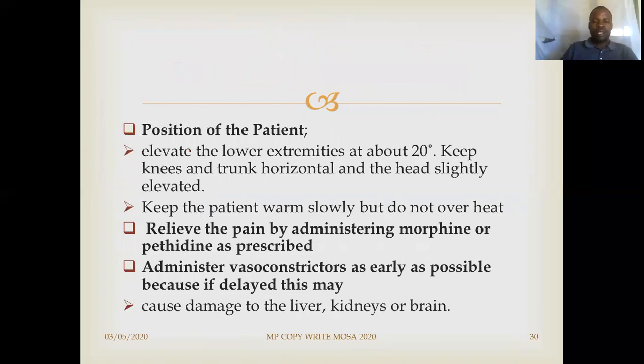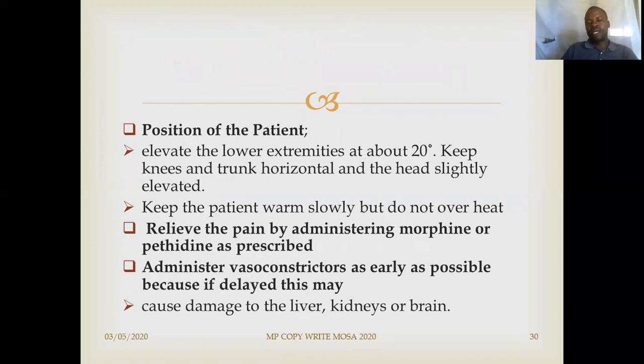Another intervention that we can do in the management of shock is positioning of the patient. Elevate the lower extremities at about 20 degrees. Keep knees and trunk horizontal and head slightly elevated. Keep the patient warm, but do not let them overheat.